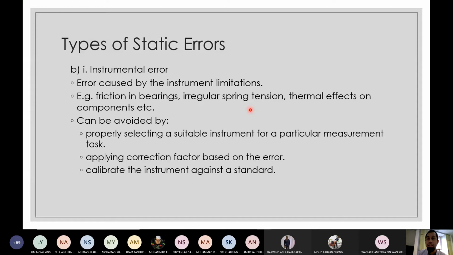When you want to measure something, let's say you want to measure the temperature of a machine, but there are other machines nearby, and the other machines are also producing heat. So it may affect the temperature of the machine that you are measuring and give you the wrong value. These are just a few examples. It can be avoided by, number one, properly selecting a suitable instrument, applying correction factor, and then we need to calibrate the instrument periodically against a standard, which is what I covered in our lecture last week.